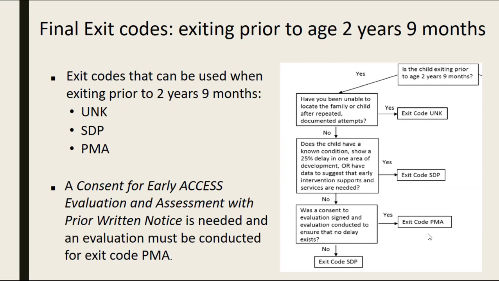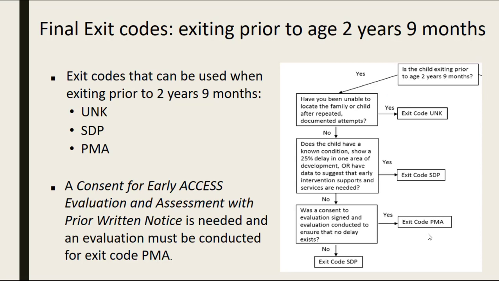If a child is exiting prior to age 2 years, 9 months, the following exit codes can be used. Unknown/attempts to contact unsuccessful, which is the exit code UNK. Services declined by parent, exit code SDP. And program completion prior to age 3, exit code PMA.